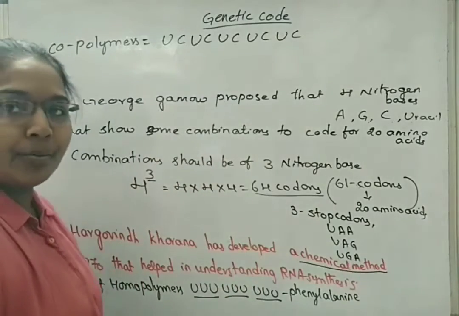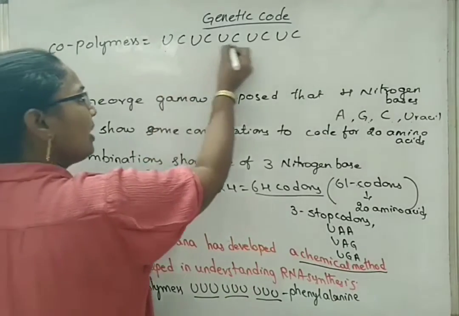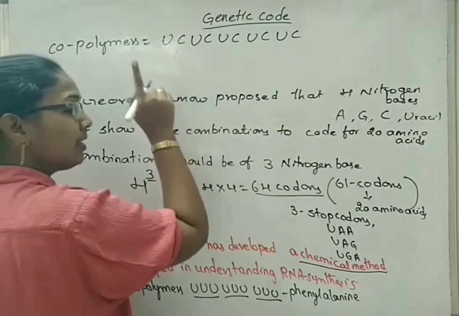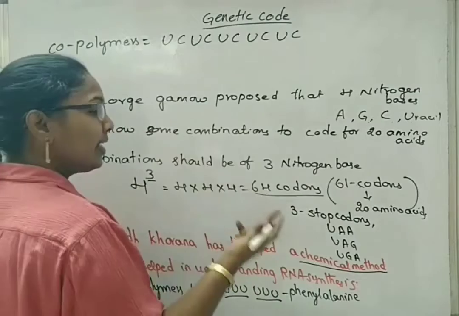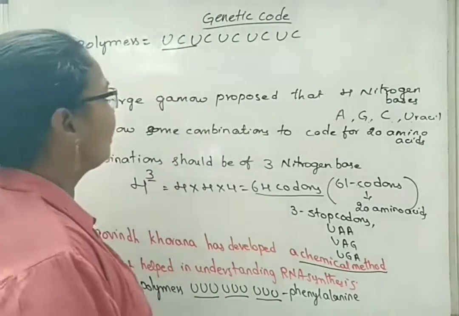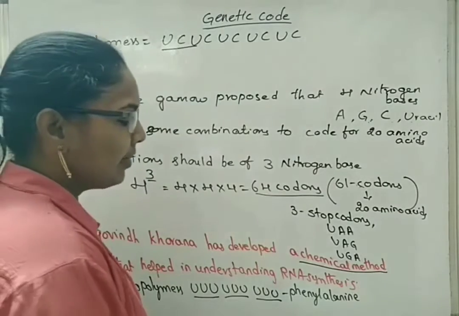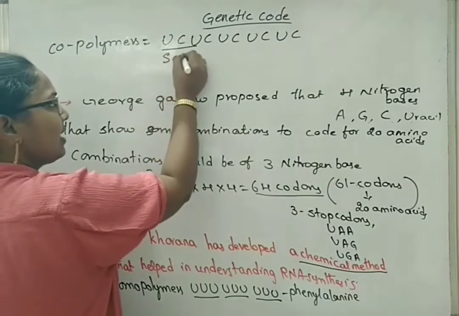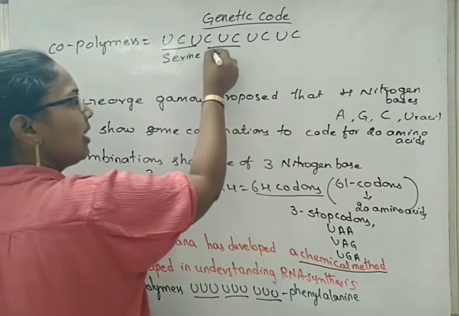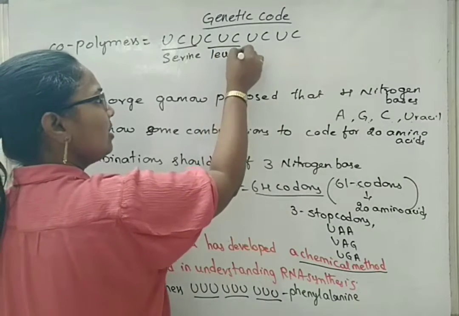Phenylalanine is an aromatic amino acid. Though he has used more than one monomer, or two different types of monomers only, he also observed the combinations of the codons giving out amino acids like serine. Cytosine, uracil, cytosine gives out another type of amino acid, that is leucine.